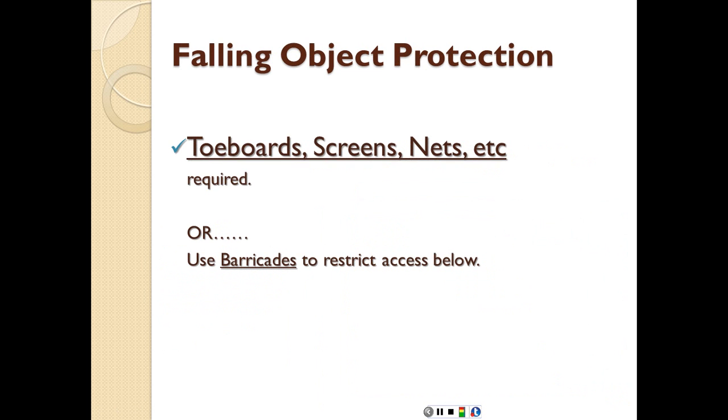Toe boards, screens and nets, etc. are going to be required, or use barricades to restrict access below. So either you're going to have the proper toe boards and screens and nets to prevent falling debris from hitting someone who's standing or walking underneath the scaffold, or you're going to have a barricade at the lower level preventing anyone from being there while work is being done on top of the scaffold.